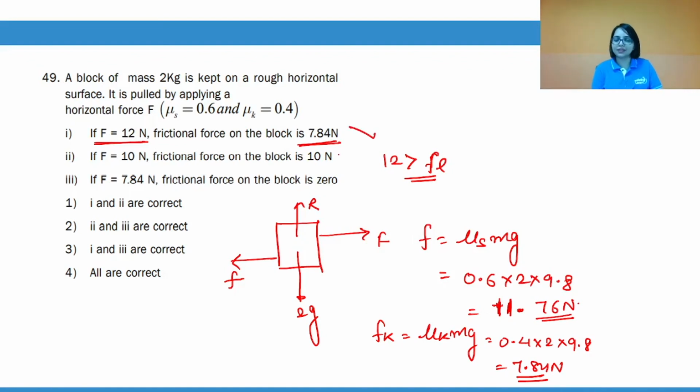So, this statement is correct. When force is 10 Newton, friction force on the block will be 10 Newton. Yes, because 10 Newton is less than the limiting friction. So, nature of the friction will be static, and because of that, applied force is equals to static friction. So, again, this statement is correct. When F is equals to 7.84 Newton, again, nature of the friction should be static, and the frictional force equal to applied force in this case. So, it will be 7.84 Newton. But in the option, it is given 0. So this statement is wrong. So only 1 and 2 are correct.